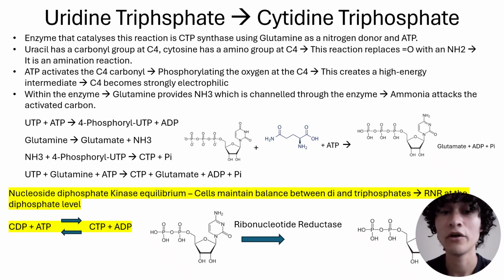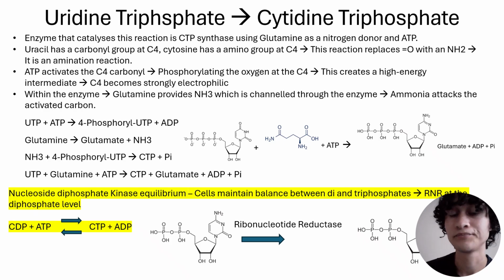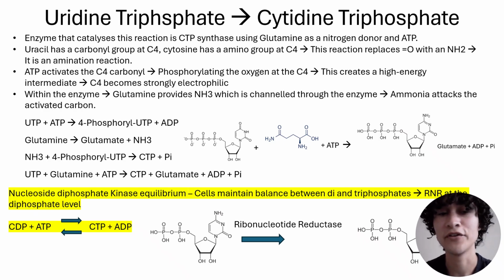Now, just to go through those equations, because again, in exams you may be asked to draw these equations out so you know what's happening mechanistically. So I've got UTP plus ATP, and that gives us our 4-phosphoryl UTP. So what have we done? We've phosphorylated that fourth carbon where that carbonyl group is. Okay, we've created a high energy intermediate. We primed our fourth carbon for an electrophilic substitution reaction, and we've got adenosine diphosphate as a byproduct.